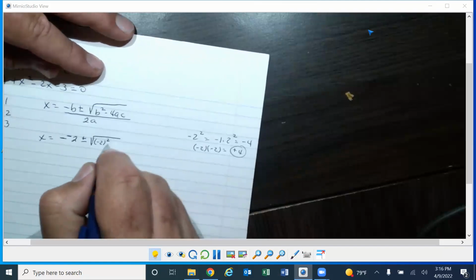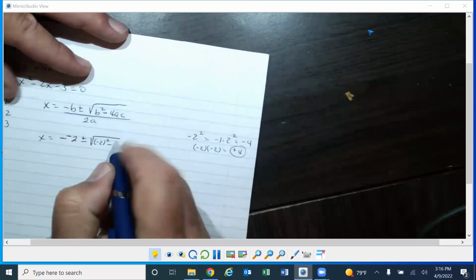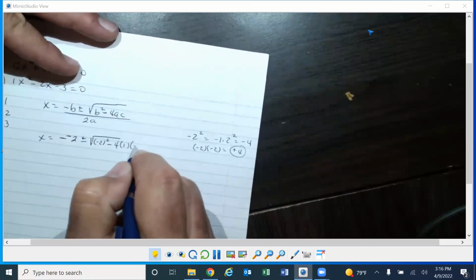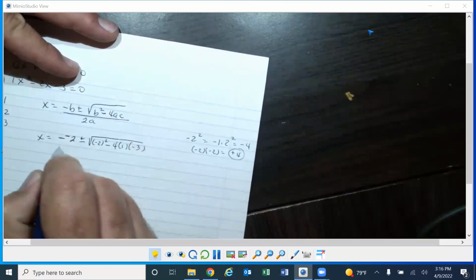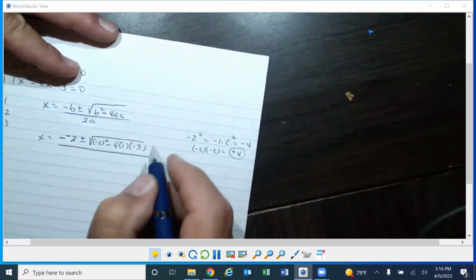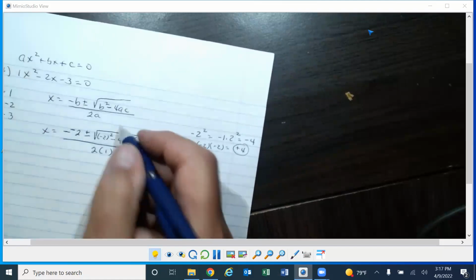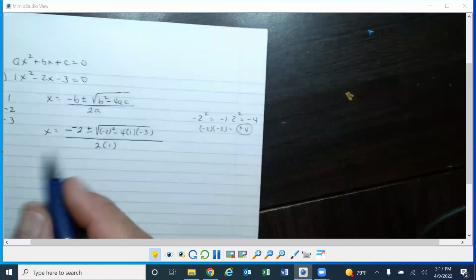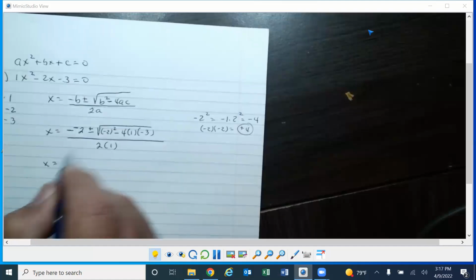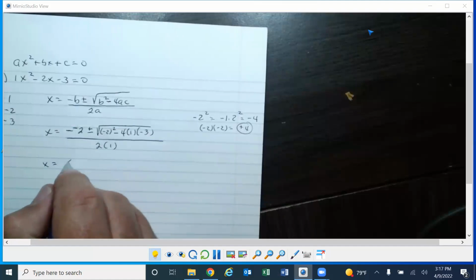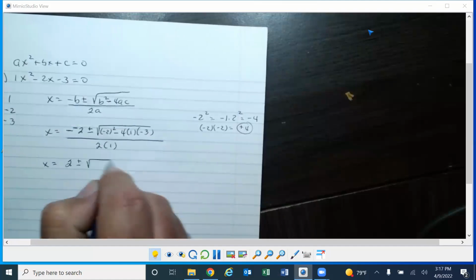All right, this is a minus. I need to make that a little bigger. That's a minus. My 4, it's always a 4. The a is 1, the c is -3. And then we're going to divide the whole thing by 2 times 1. This is where it gets really helpful to have a calculator, because you can plug all this in at one time. I'm going to clean this up. That's a 2, I don't need to put +2, just 2. Plus and minus, square root.